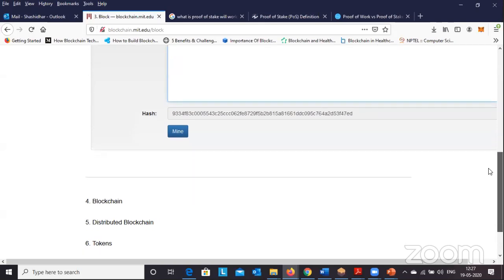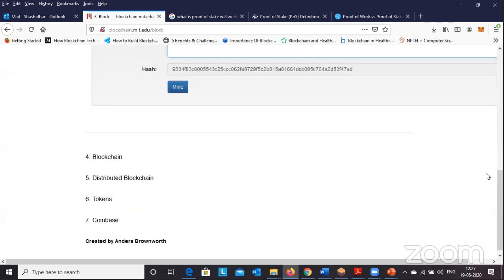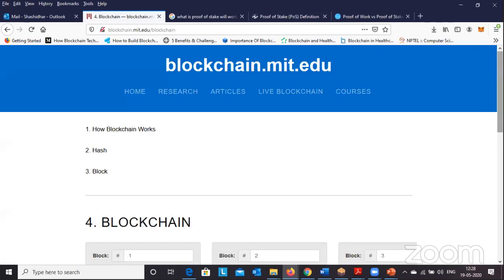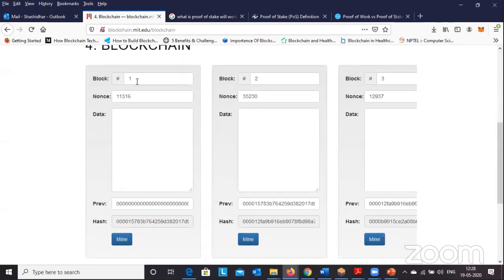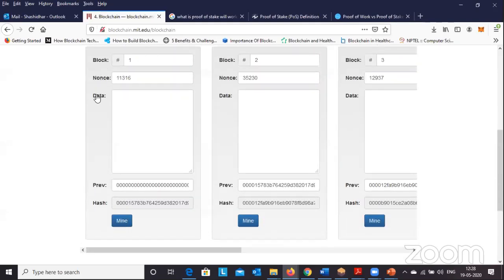Now, what is meant by a blockchain? We have seen one block, and now here we have the blockchain. You can see my screen. Here is the blockchain with 5 blocks: block 1, block 2, block 3. Each has a block number, nonce, data section, and one more field, the previous hash. This is the chain. This is the first block of the blockchain, known as the Genesis block. Here the previous hash will be 0 because the blockchain starts from here.